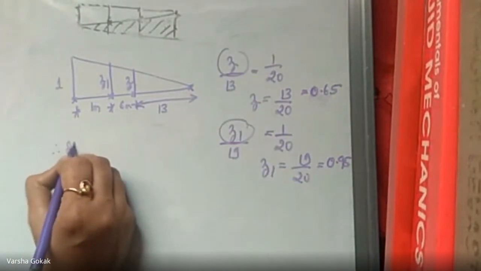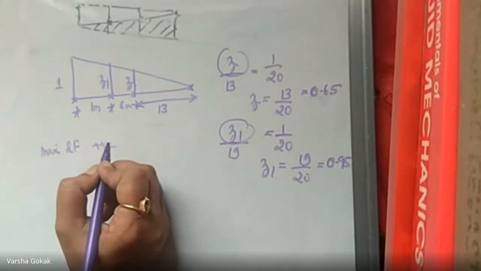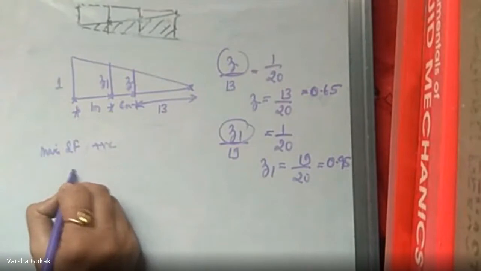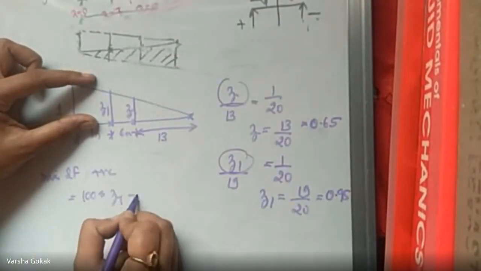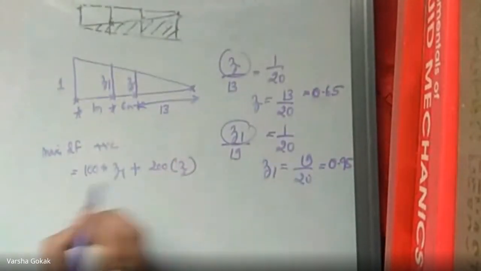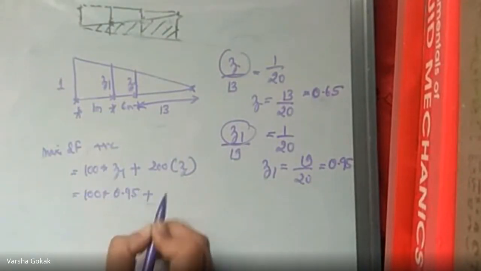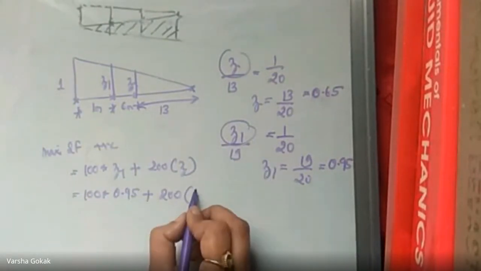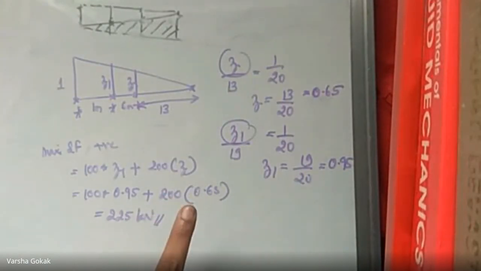Therefore, when I'm calculating the maximum shear force, which is positive, I will use the same formula, that is 100 into Z1 plus 200 into Z. So 100 into Z1, you got as 0.95 now, and 200 into Z value is 0.65. What is the value? 225 kilonewtons. So this is your maximum shear force, which is positive value.